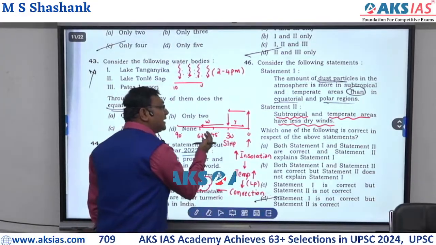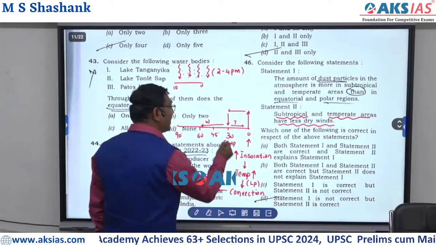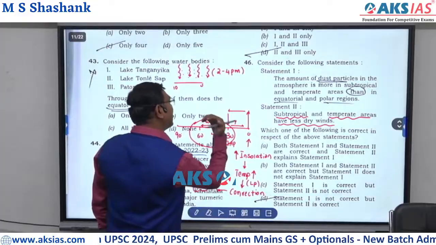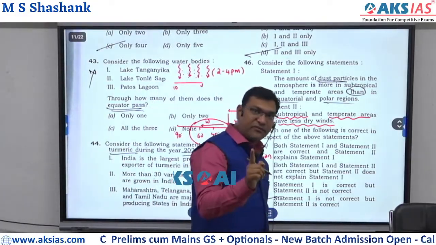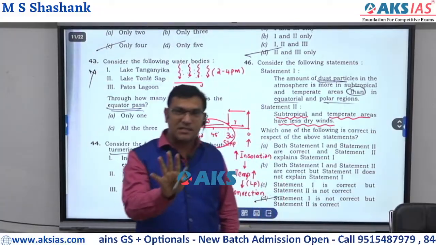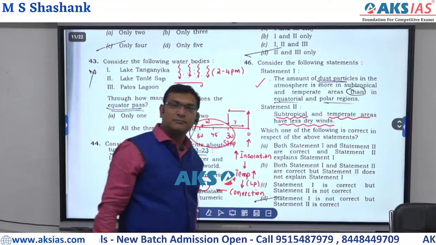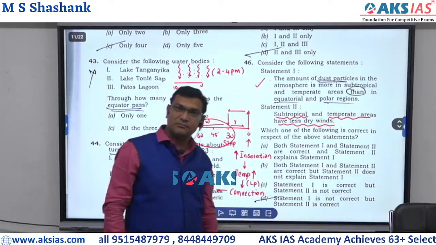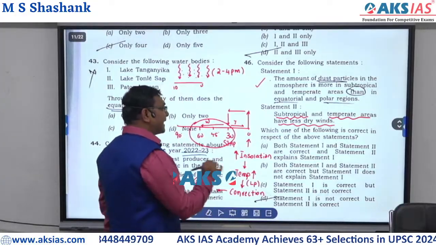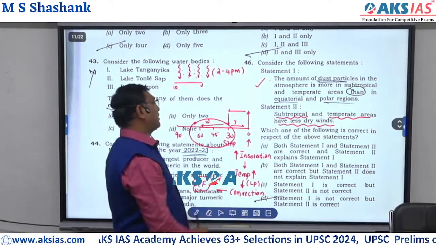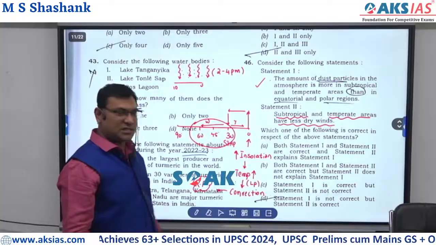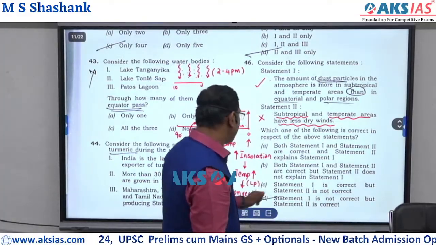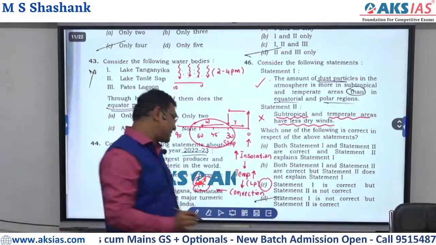So what will happen? The dry conditions will prevail. More dry conditions prevail where? In this region, that is subtropical and temperate region. So when there are more dry conditions, can I say that the absence of rainfall means more dust particles accumulate here. So can I say that the amount of dust particles in the atmosphere is more in subtropical and temperate region than the equatorial and polar region? Yes, true. That's true. Second, subtropical and temperate regions have less dry conditions. Wrong. Just now we have seen there are more dry conditions, westerlies and trade winds. So statement 2 is wrong. Statement 1 is correct, but statement 2 is wrong. Option C is the right answer.